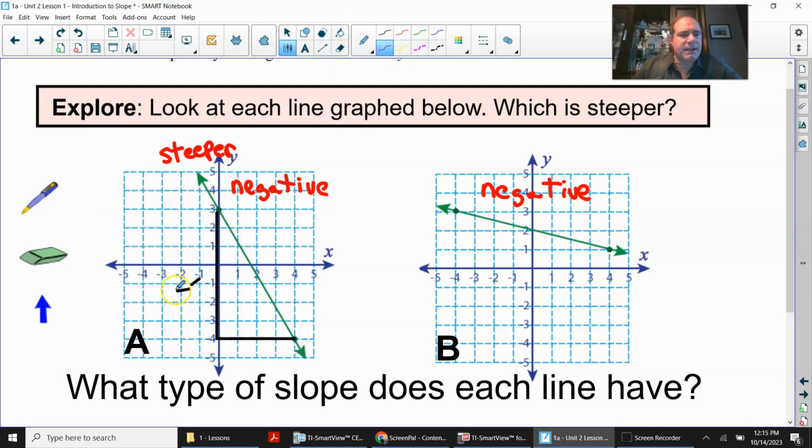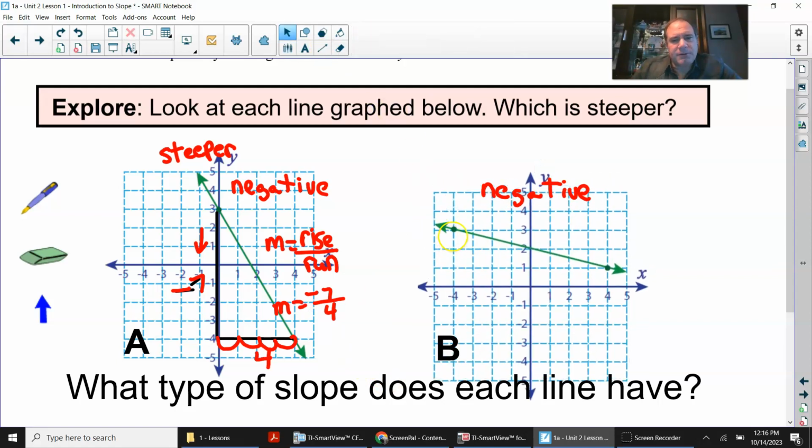Sorry, I didn't switch to the pen again. That's a negative 7. I went down, so that's why I'm putting negative 7. Then I'm going to go to the right. 1, 2, 3, 4. So my rise over run is negative 7 over 4. And you leave the slope that way. It is m equals negative 7 over 4.